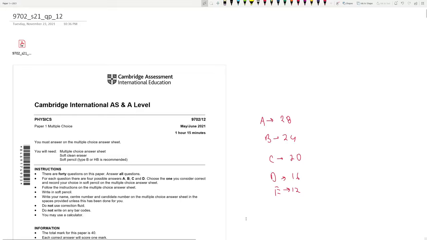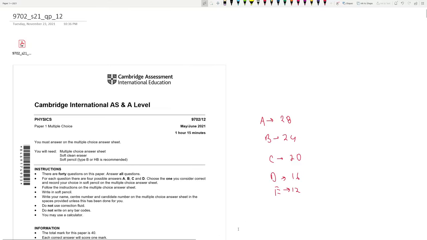Hey everyone, we're solving this physics paper today. It is Physics, May June 2021, 9702, paper 1-2. The grade thresholds are like this: A is at 28, B is at 24, C is at 20, D is at 16, and E is at 12.